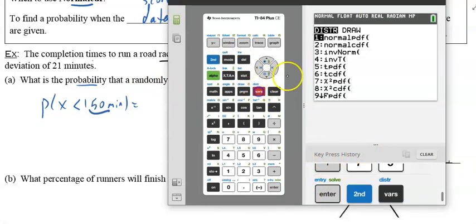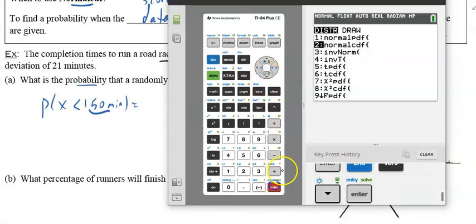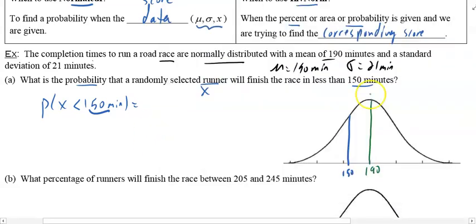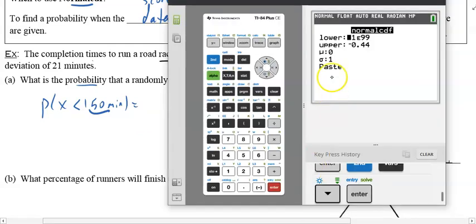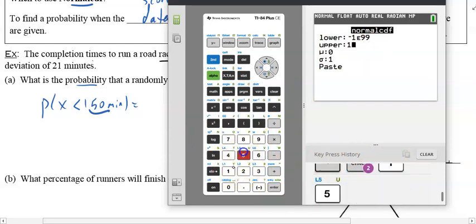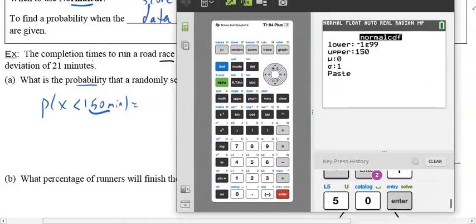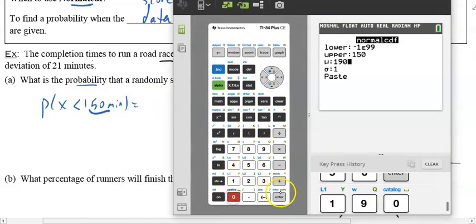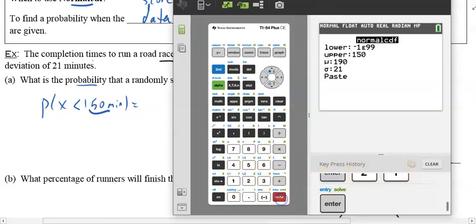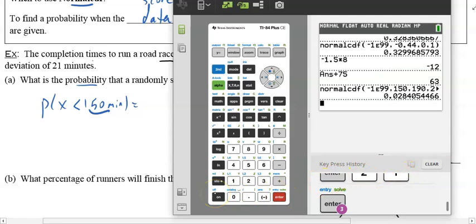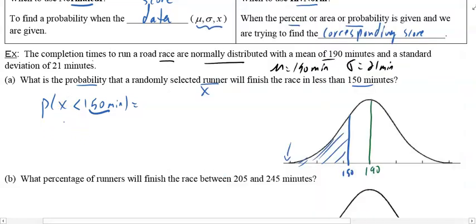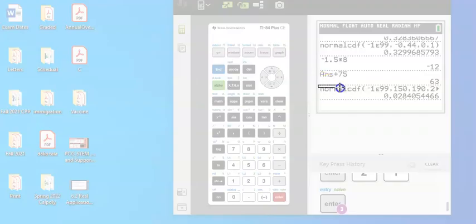I could just go second distribution, go to normal CDF, and all the way to the left. Isn't that all of this area? So this left is negative 1 times 10 to the 99. Very good. Got it. And I want 150. The average we agreed was 190 with a standard deviation of 21. Enter and give me that probability, and that's it right there.